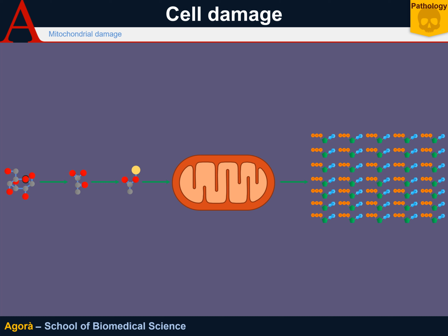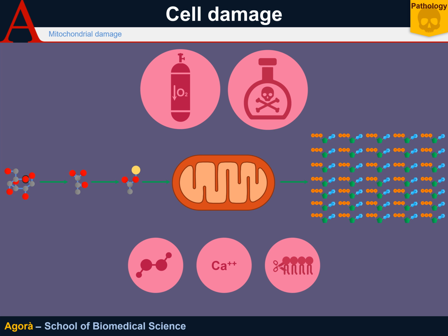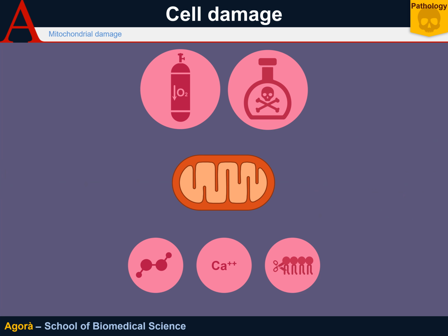Mitochondria may be damaged by direct causes like hypoxia or some toxins, or indirect causes as for example oxidative stress, intracellular calcium increase, and phospholipid degradation. Consequently, the mitochondrial membrane loses its potential, thus stopping its respiration processes. ATP production decreases or even stops.